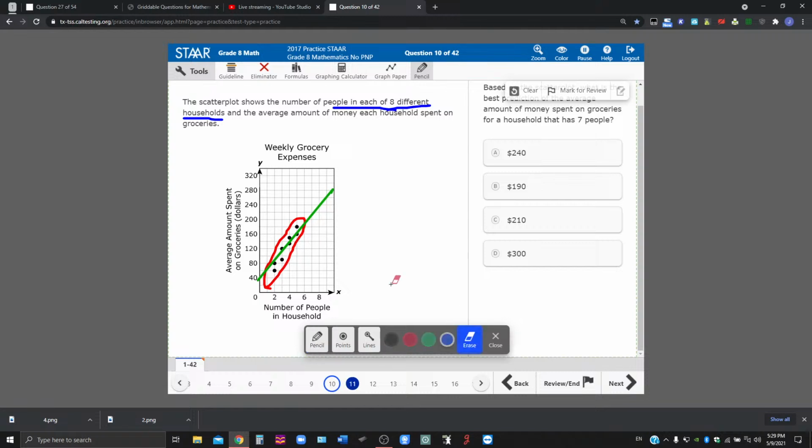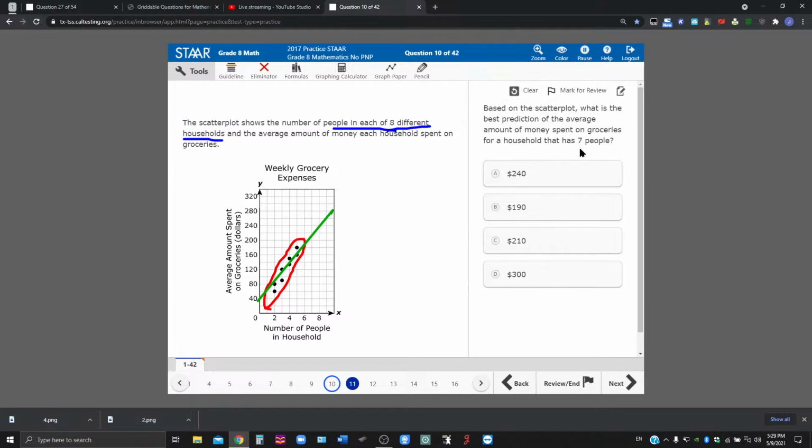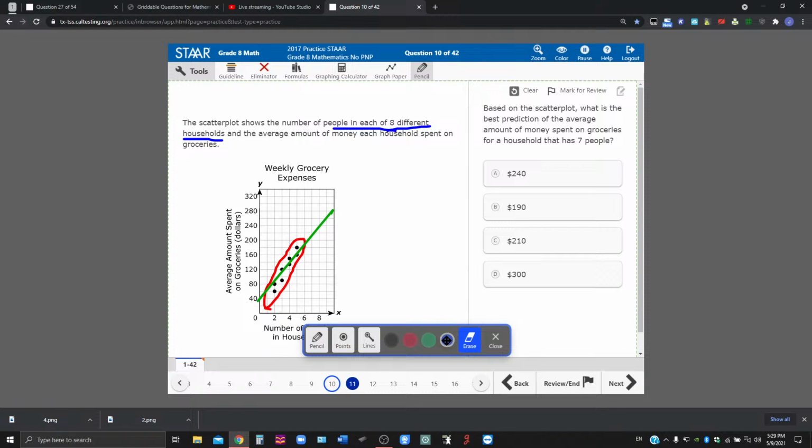The question is about how many people in the family, with 7 people? How much do they spend? So you can find 7. This is 7, and connect it to the trend line, and from the connection you go to the other side. That's going to be our prediction.